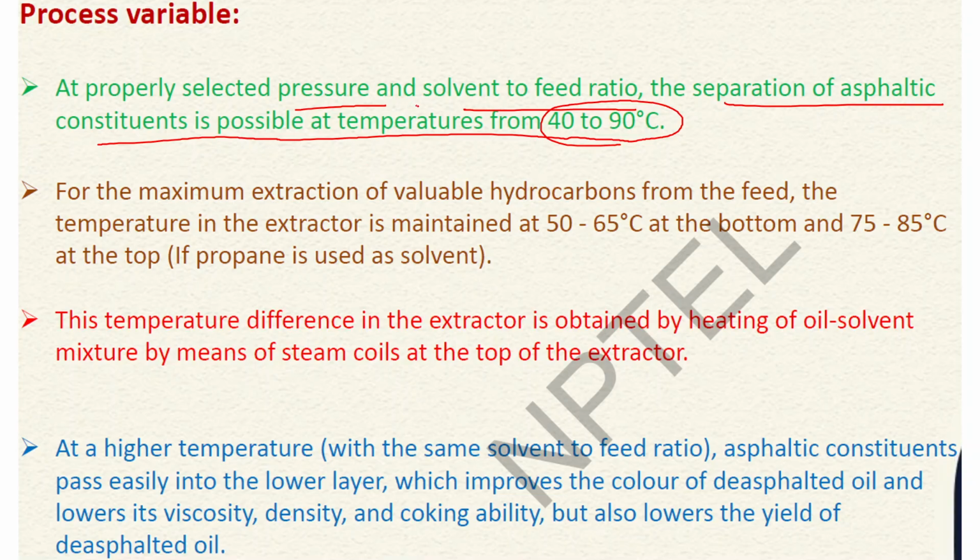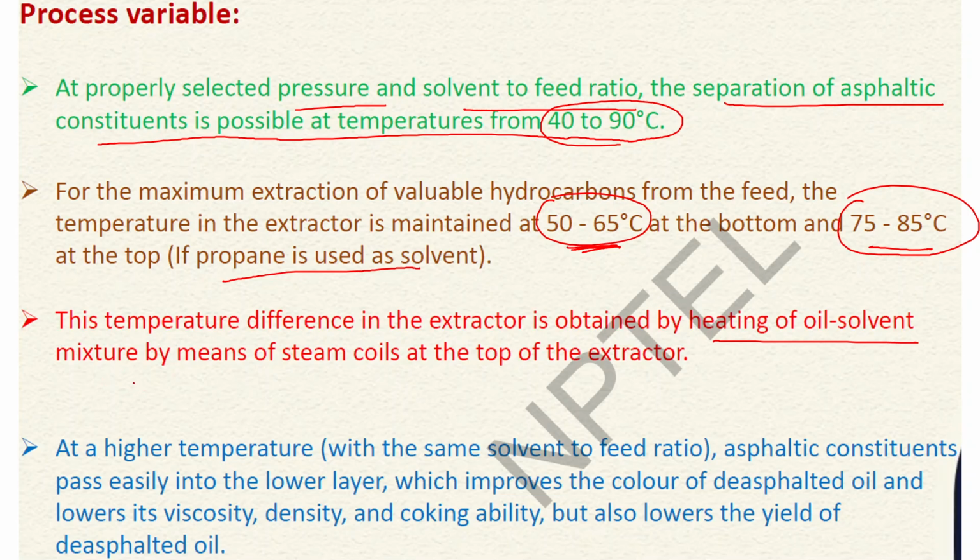For the maximum extraction of valuable hydrocarbons from the feed, the temperature in the extractor is maintained at 50 to 65 degrees C at the bottom, and 75 to 85 degrees C at the top. Okay. So in the extractor unit, the bottom temperature is kept less, that is 50 to 65, and at the top it is made higher, that is 75 to 85 degrees C, and propane is mainly used as solvent.